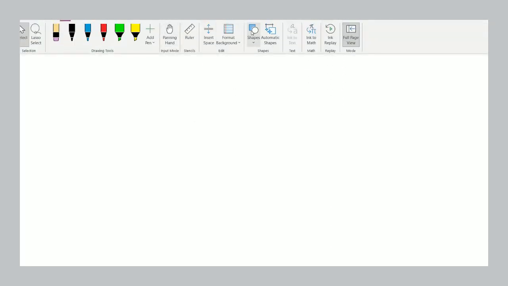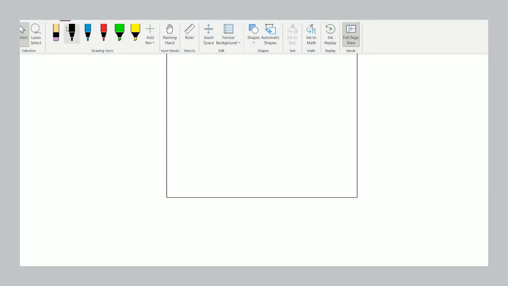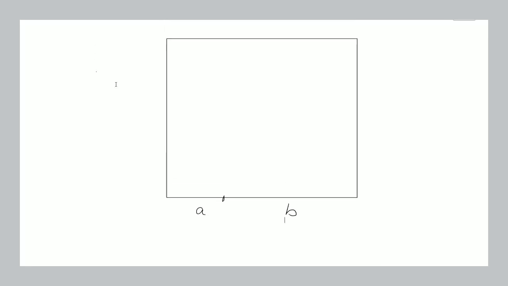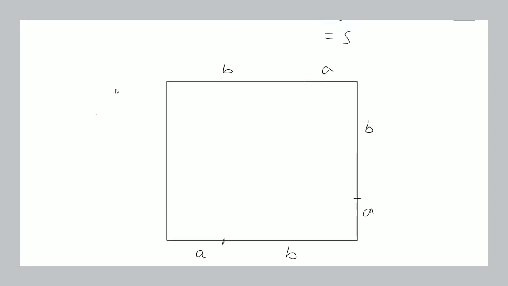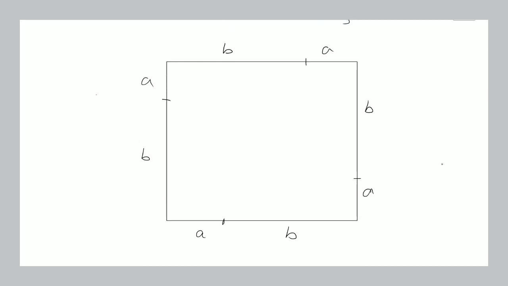Well, let's take a square. Okay, and we're going to separate each side of that square into two sections. One section we're going to call length A, and the other section we're going to call length B. Okay, and we're going to do that for every side of the square. A and B, A and B, A and B. Okay, and that's going to work because, well, it's a square. Every side is the same length, and that length is A plus B.